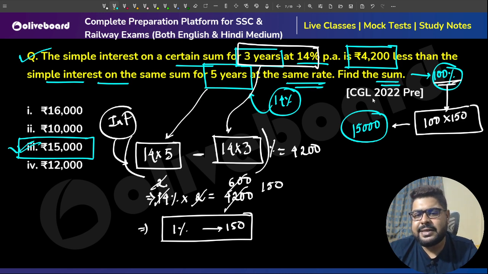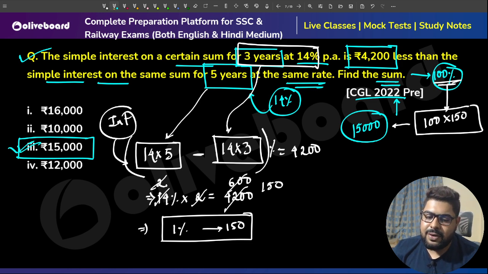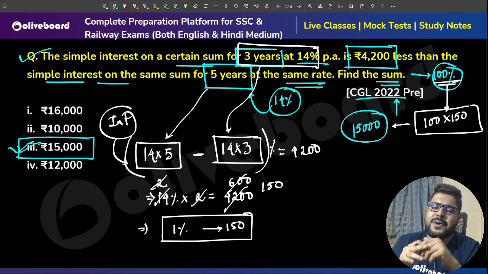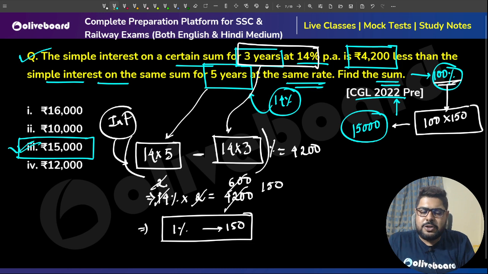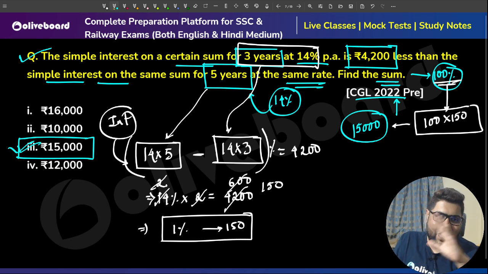Again, you will say, sir, this is a very easy question. No, sir, it was asked in CGL 22. It's not like I'm making up the questions. CGL has already asked this question. So please understand, these are very, very simple questions. Keep it very simple. Please do not overextend, right?